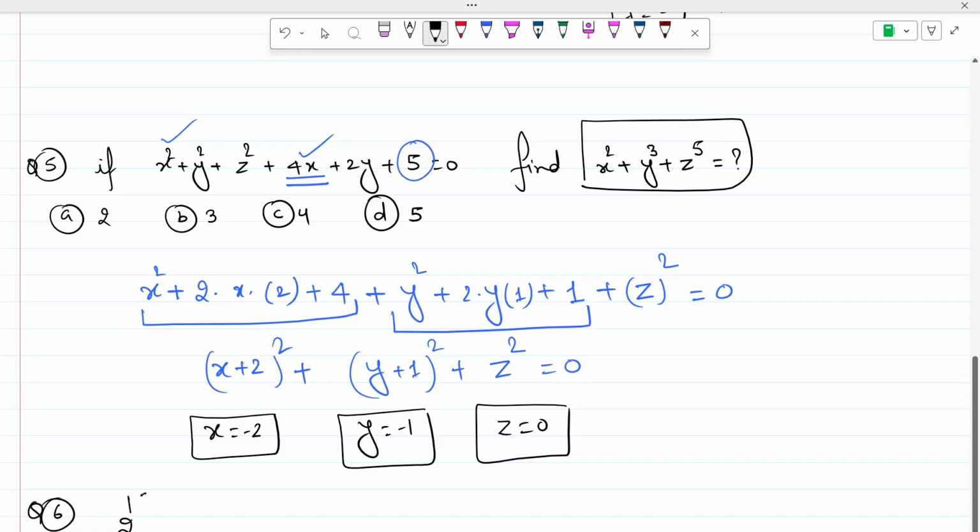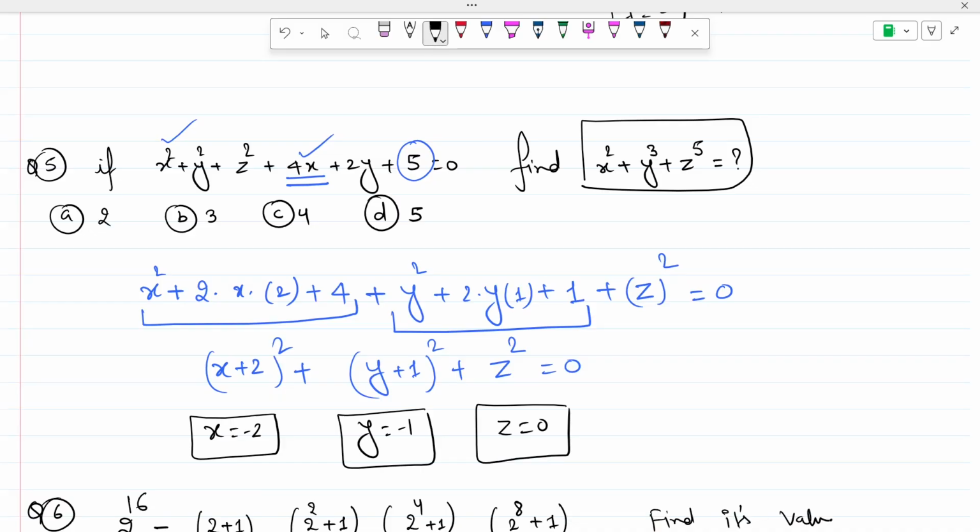Next question is 2 raised to power 16 minus 2 plus 1, 2 squared plus 1, 2 raised to power 4 plus 1, 2 raised to power 8 plus 1. Find its value.